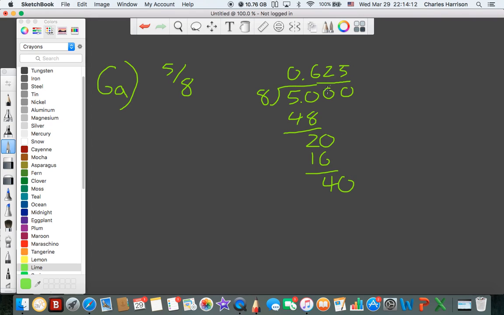That's 5 times. So technically, it is 0.625, but we're going to round to the nearest hundredth place, which is right here. So when we round to the hundredth place, we look at this number right here. Is it greater than or equal to 5? It is. So the answer is really 0.63. That's the answer.